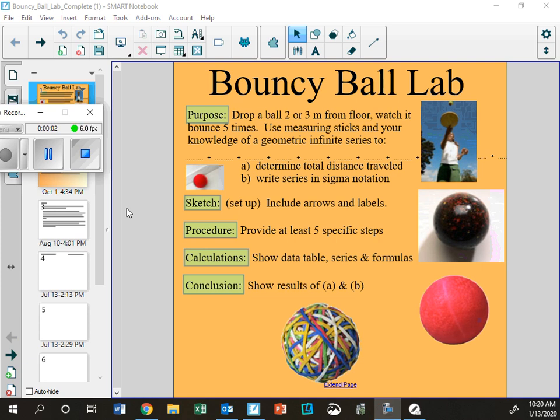Okay, so today in honors pre-calc, the bouncy ball lab is the first thing I want to discuss. Why? There's a test tomorrow. Well, because after the test tomorrow, your only homework is to work on this lab.